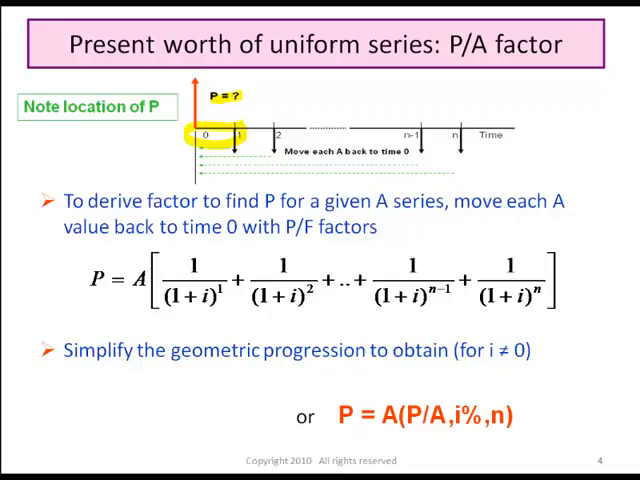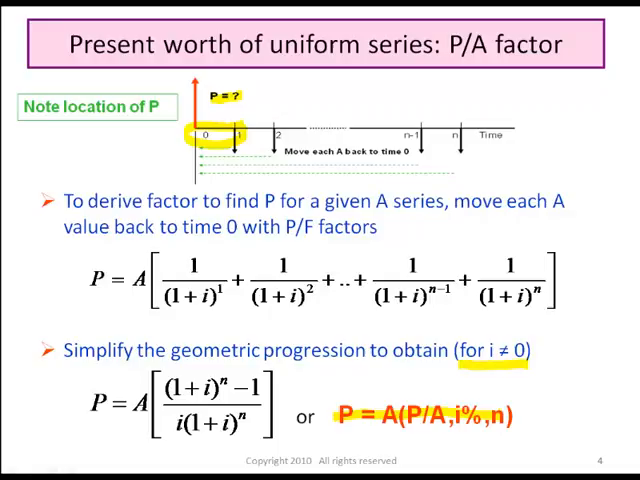The series in brackets is a geometric progression. It needs to be simplified. This simplification is detailed in your text. The result is the relation at the bottom of the slide, shown here. The mathematical expression in brackets is the P/A factor for n years, or n time periods in general, at an interest rate of i, and the relation P is equal to A times (P/A, i, n) is the standard notation form. The interest rate cannot equal 0. Why? Because i is in the denominator of the P/A factor.